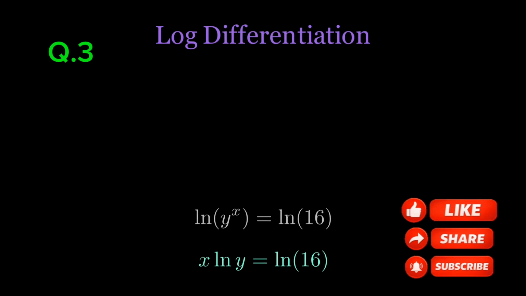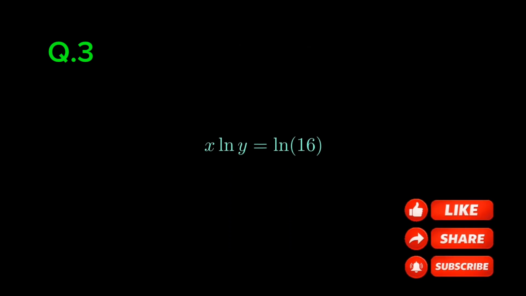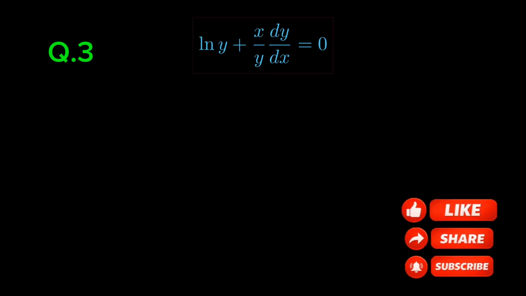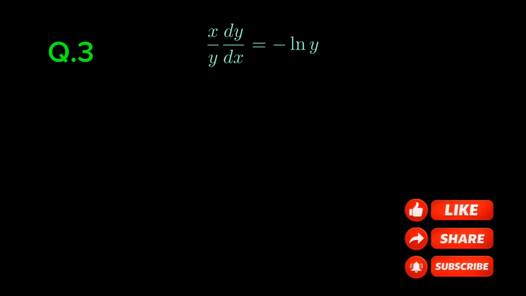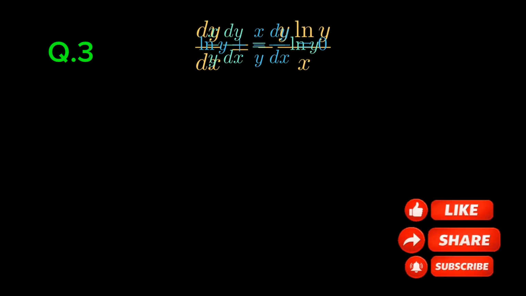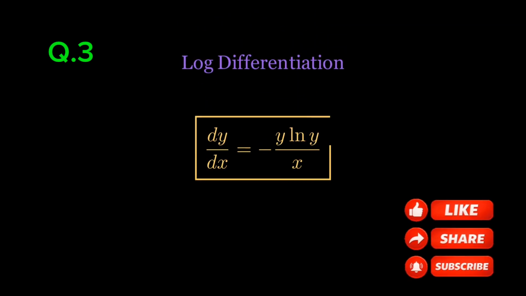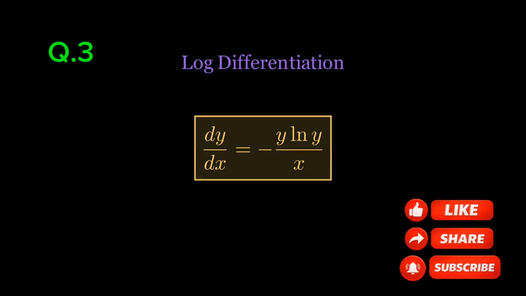We get ln y plus x over y times dy/dx equals 0. Rearranging, dy/dx equals negative y ln y over x. Final answer: dy/dx equals minus y ln y divided by x. The derivative of y^x equals 16 is minus y ln y over x.